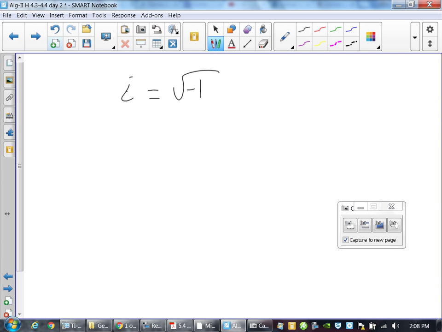No, my eraser doesn't work. Now, guys, come on. What would i squared be? Think about what that means.